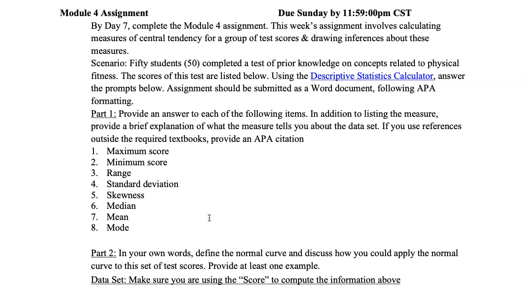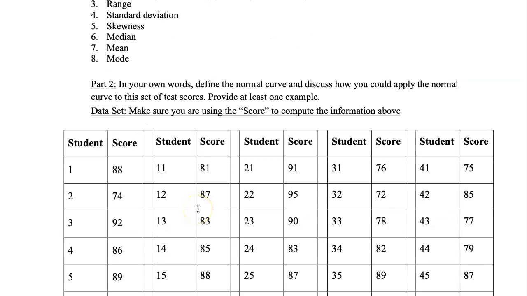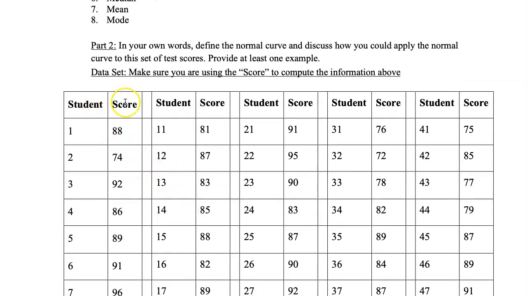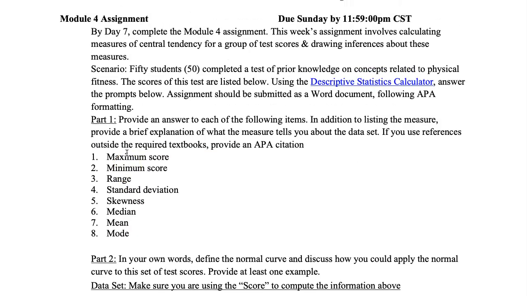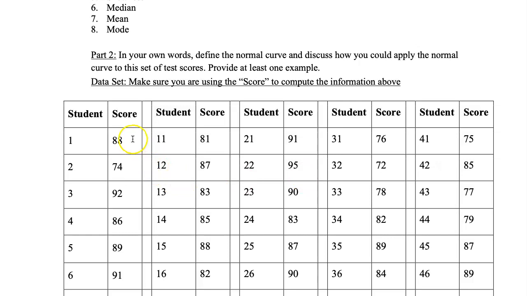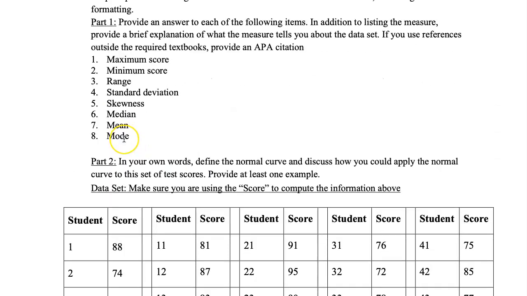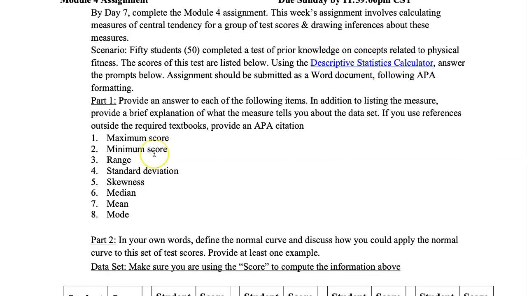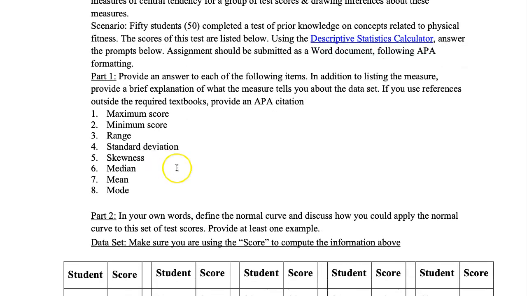And so in the assignment, you have the data here. You have the students and the score. And what you're going to do is use the descriptive statistics calculator and enter the data from this table. Make sure you just enter in the scores for that data. Then after you get that data from the calculator, you're going to have two parts of your assignment here.